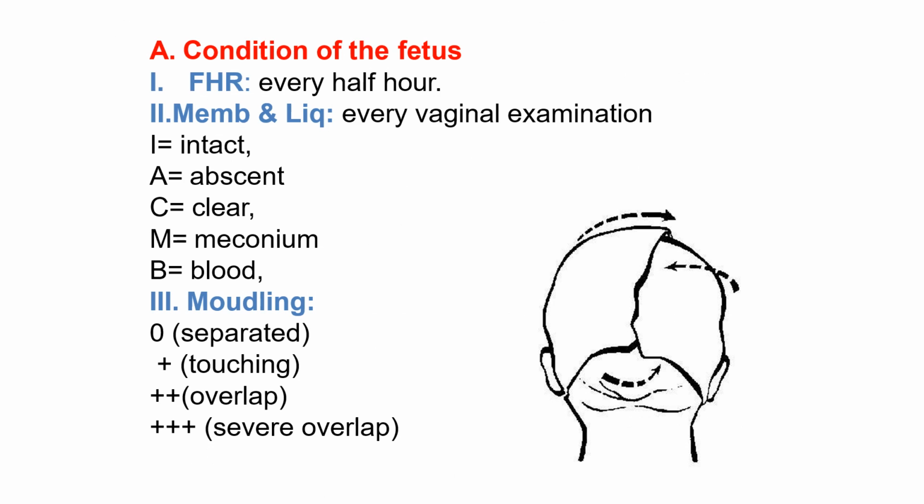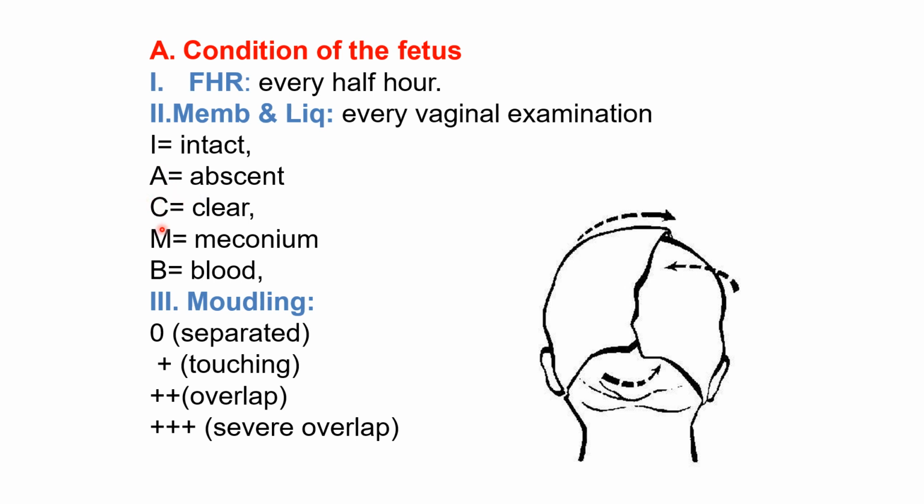So the first section was the condition of the fetus. The fetal heart rate, every half an hour you have to check and mark it on that graph. The next one is membranes and liquor. If the membranes are ruptured, you have to see the condition of the amniotic fluid, and if the membranes are not ruptured, you can mark in that membranes and amniotic fluid column as I, that is intact, and if it is absent, you can mark as A.